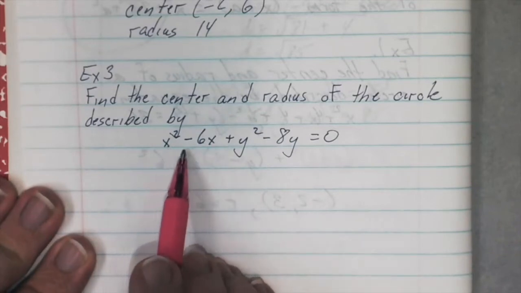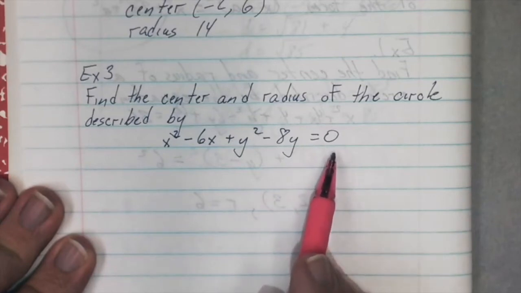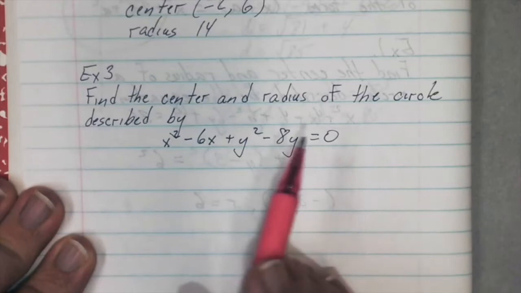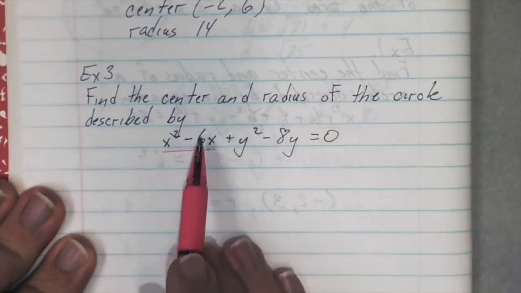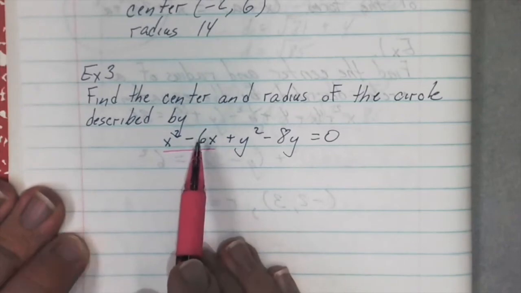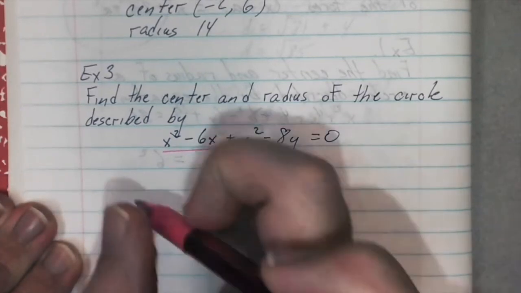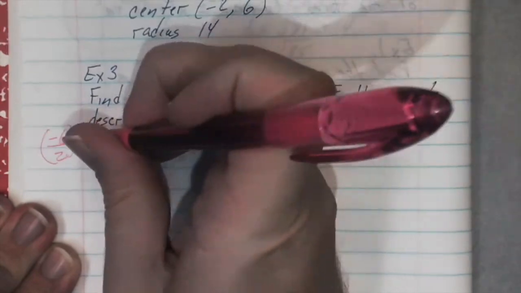This equation has no constants over here. Every term has a variable, and it just has a 0 over here. Even though it's 0, we do the exact same thing. I'm going to start with my x's. I'm going to take half of this term and square it. By the way, if you want to try this on your own, pause the video and give it a shot. So I'm going to take negative 6 over 2 squared. That's going to be negative 3 squared.